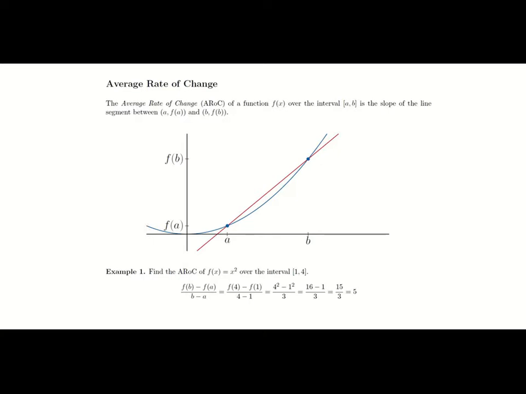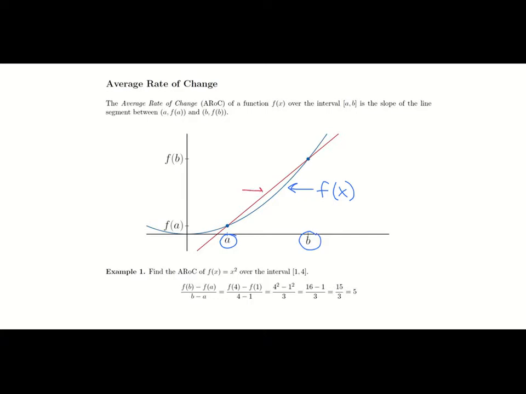The average rate of change of a function f of x over the interval a to b is the slope of the line segment between a, f of a and b, f of b. What this means is we have some function, which in this picture is represented by the blue curve, that's f of x, and on this function we have two x values, x equals a and x equals b. So we're looking at the interval from a to b. And on that interval, our function is some curved function, and we're trying to estimate our function.